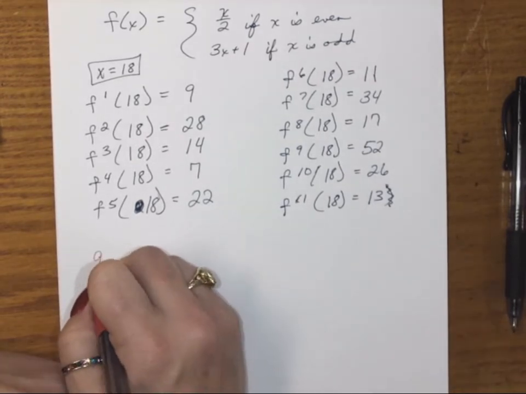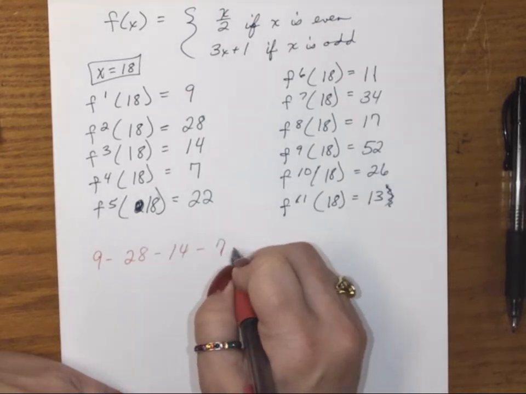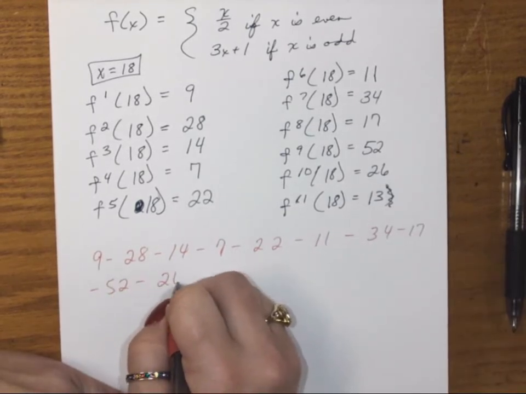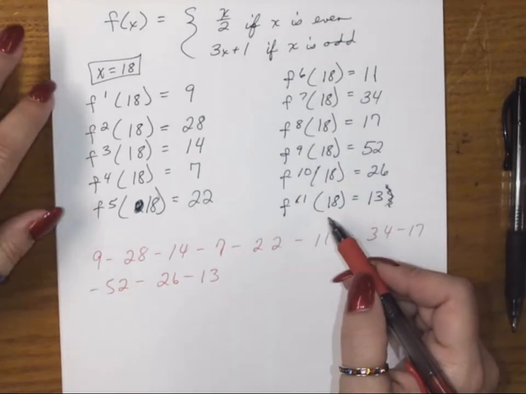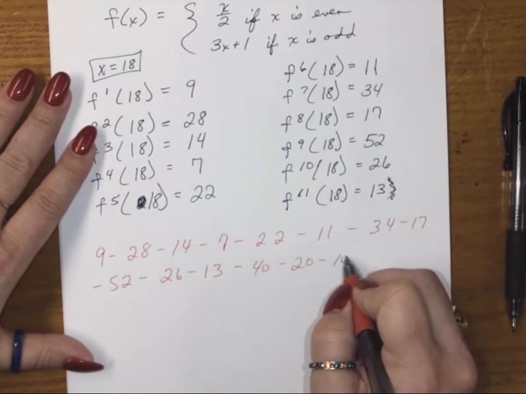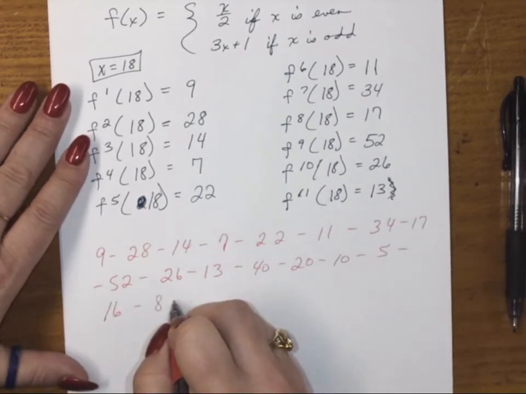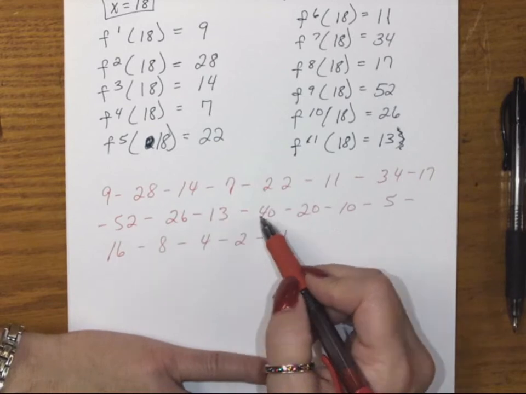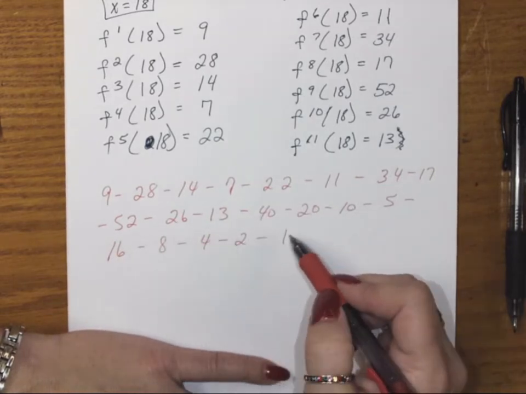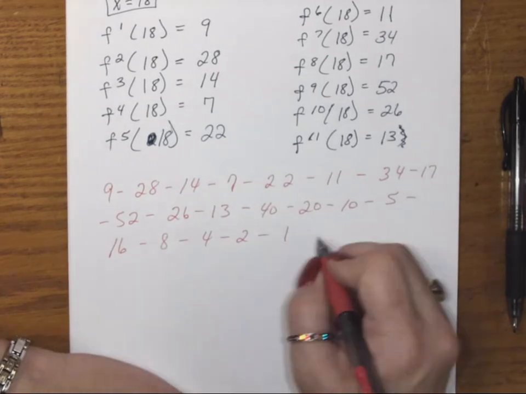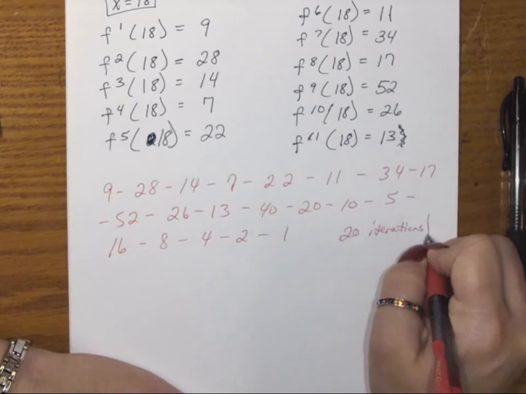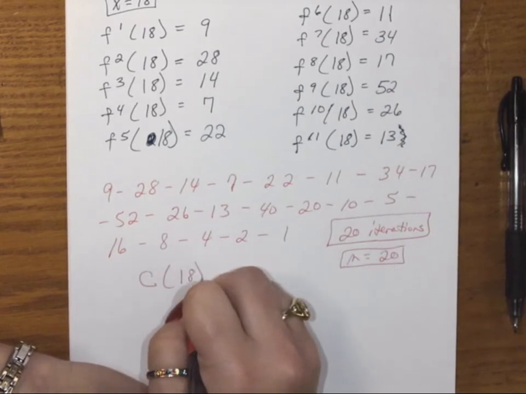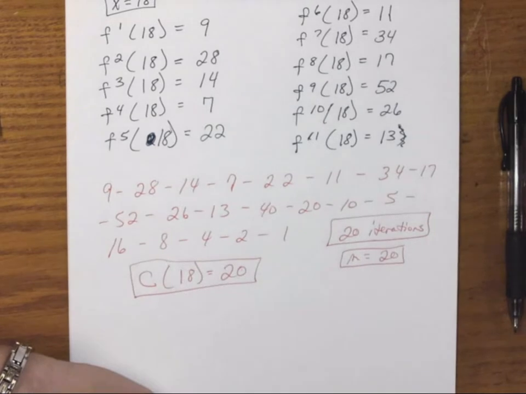So here's my path. I've got a 9, a 28, a 14, a 7, 22, an 11, a 34, a 17, 52, a 26, a 13. So I know that was 11 steps, but then I know from there I've got a 40, a 20, a 10, a 5, 16, 8, 4, 2, and 1. So it's kind of a longer path. But again, here was 11, so 12, 13, 14, 15, 16, 17, 18, 19, 20. It takes 20 iterations. However you want to put that together, n equals 20, or you could say the path for 18 is 20.